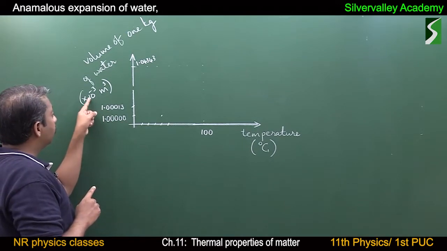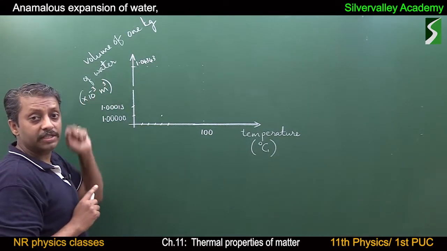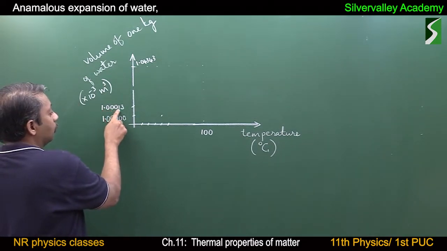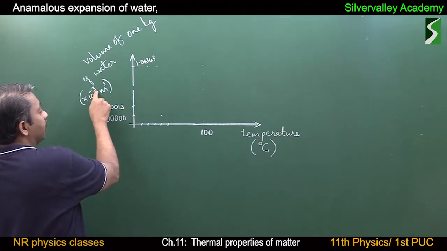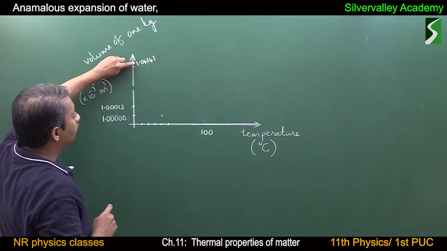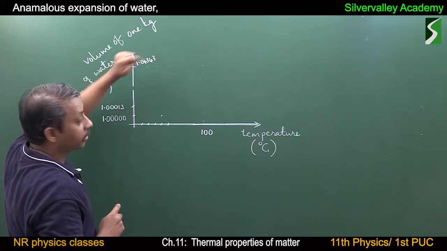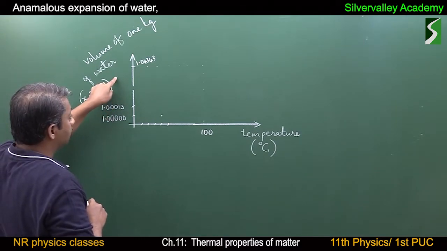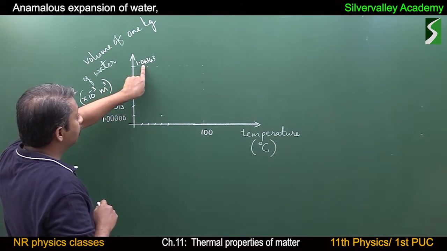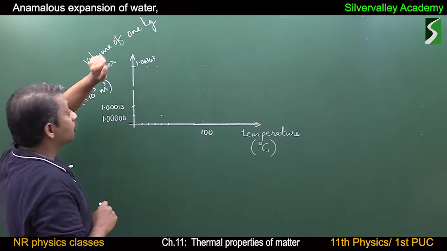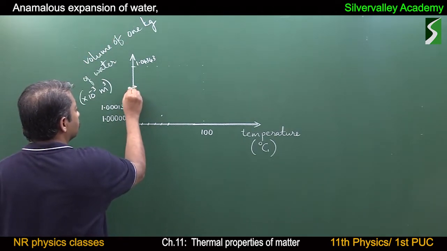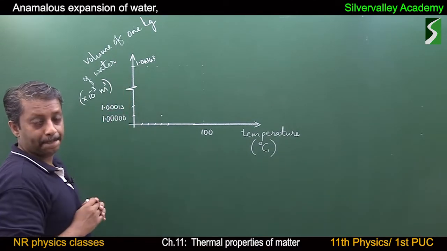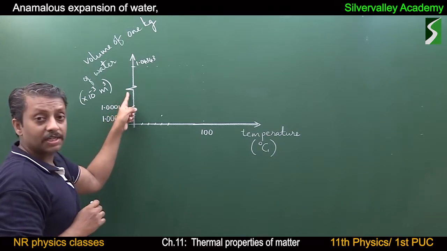So this is 1.00000 into 10 to the power of minus 3 meter cube. SI unit is meter cube. This volume is 1.00013 into 10 to the power of minus 3 meter cube. And this volume is 1.04343. Okay. So we have to increase this value on y-axis. Naturally, we can get this value somewhere there, isn't it? So for that reason, this symbol is used. So this y-axis is not according to scale. Not all values are covered here.